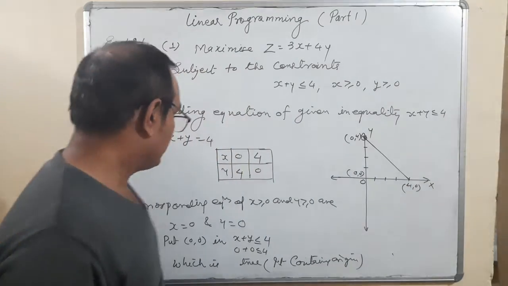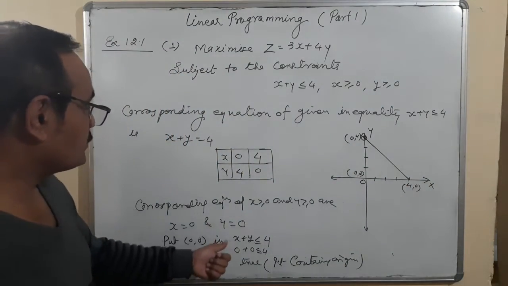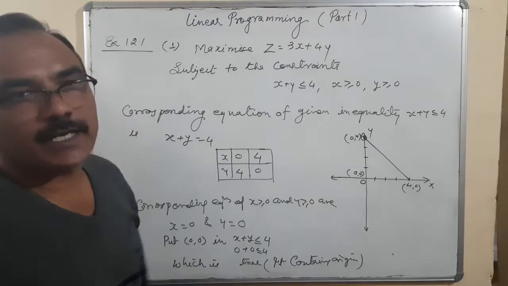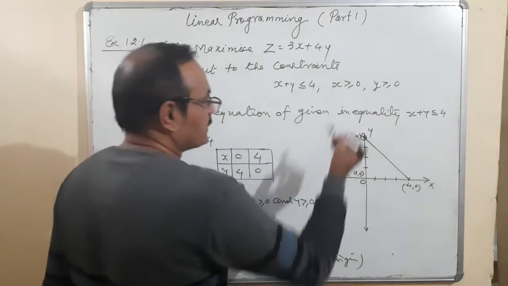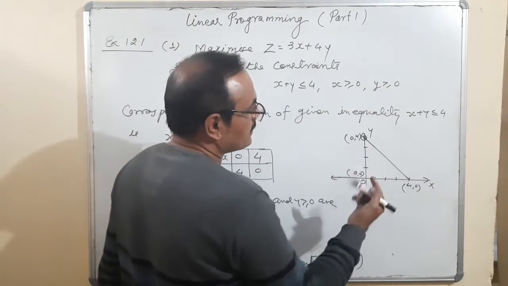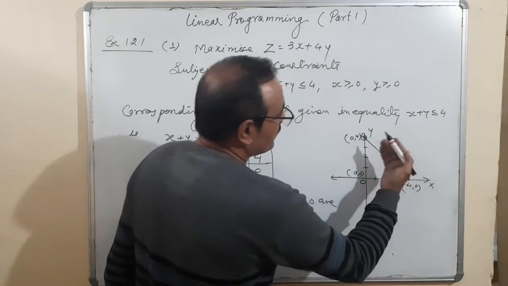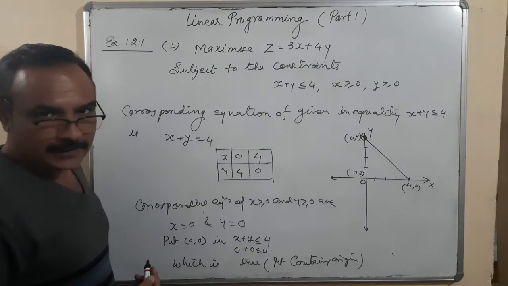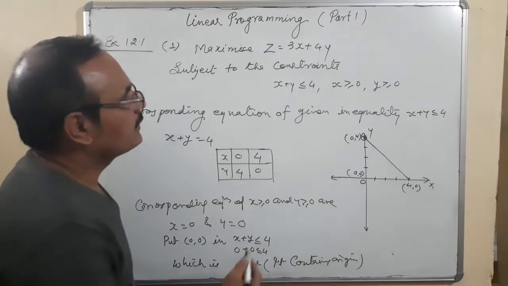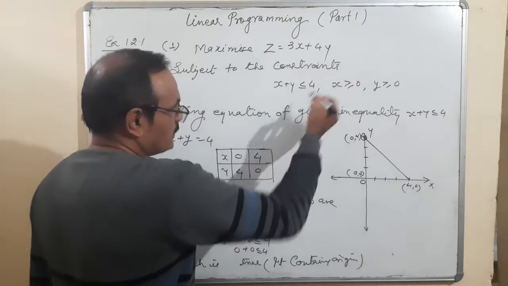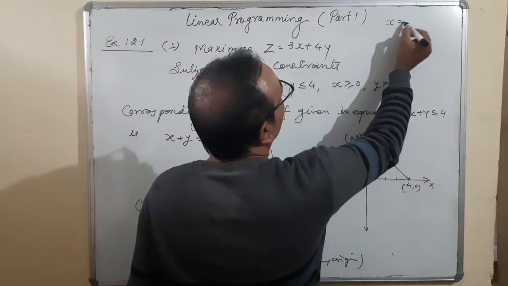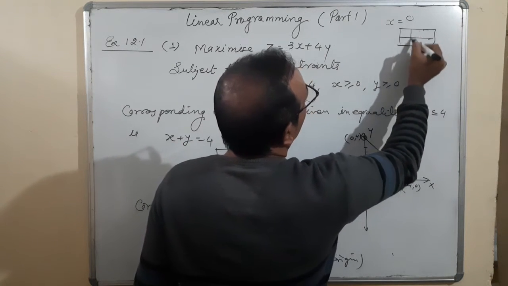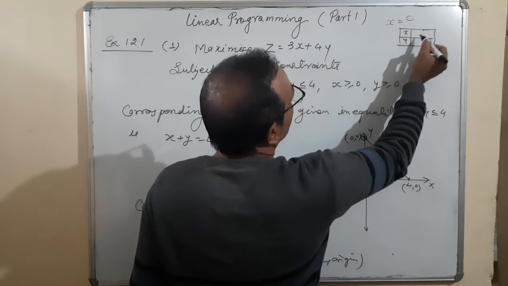Next is x is greater or equal to 0, and y is greater or equal to 0. Let us see. If x is greater or equal to 0, that means this is the y-axis. Let us see whether it is the upside or right side or left side. For that, how to check it? Simple way: the corresponding equation of this is x is equal to 0.